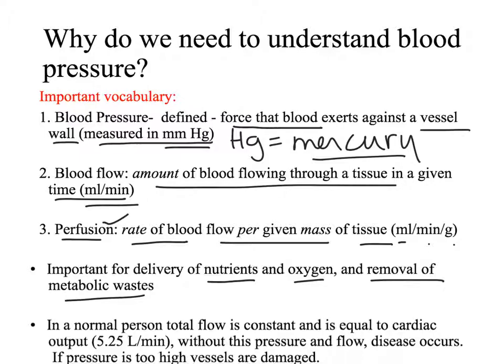So it's interesting because in a normal person, total flow is constant and it's equal to the cardiac output. So if you looked at one blood cell, in theory, it should flow from your right atrium all the way around and back to your right atrium in 1 minute. So flow should stay consistent and pressure should stay consistent. So we'll talk about that here in a minute.